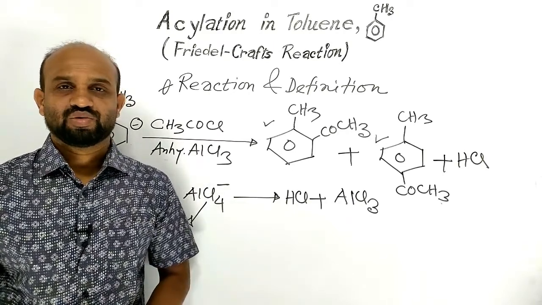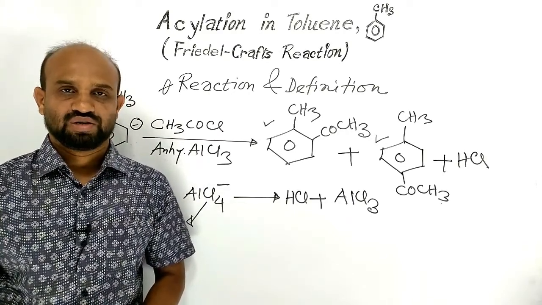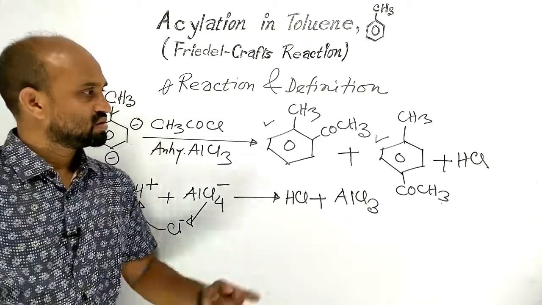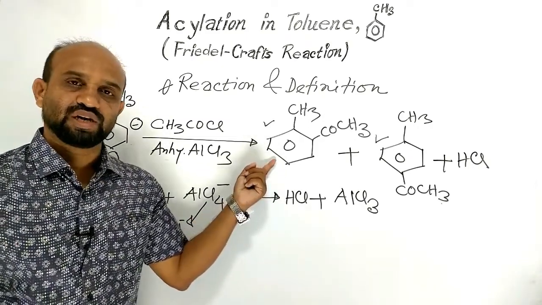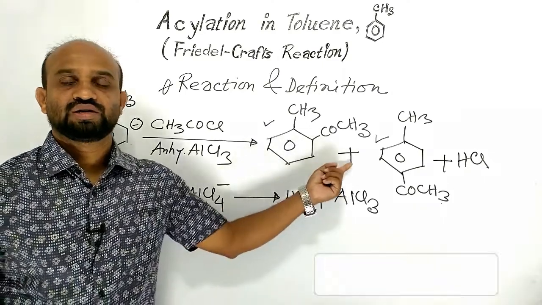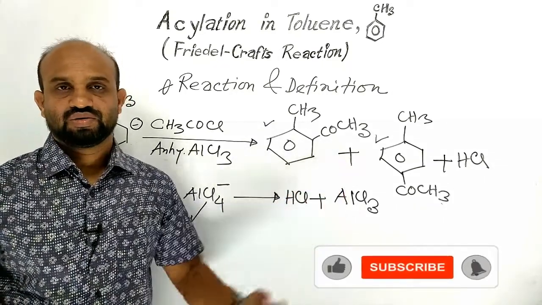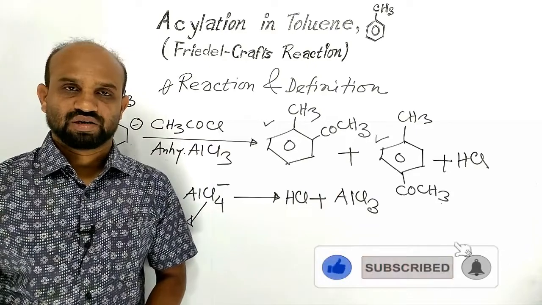This is all about acylation in toluene that produces 2-methyl acetophenone and 4-methyl acetophenone. This is all about acylation.